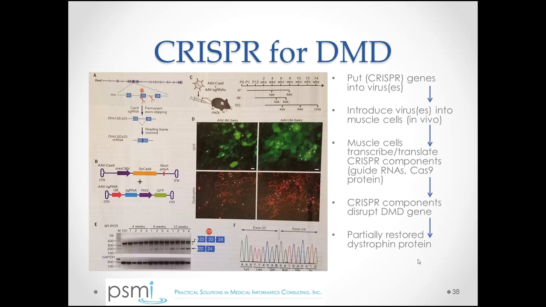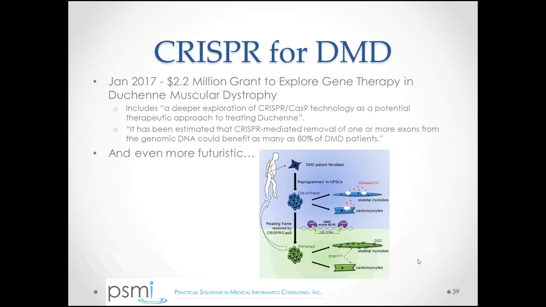And so one of the big researchers who's been doing a lot of the in vivo gene therapy in January was awarded a $2.2 million grant to explore gene therapy in Duchenne muscular dystrophy. And all we know at this point, at least all I could figure out at this point, is that he's planning to explore CRISPR-Cas9 technology as an approach, but there's not an actual clinical trial that's been announced or that's enrolling patients at this point.